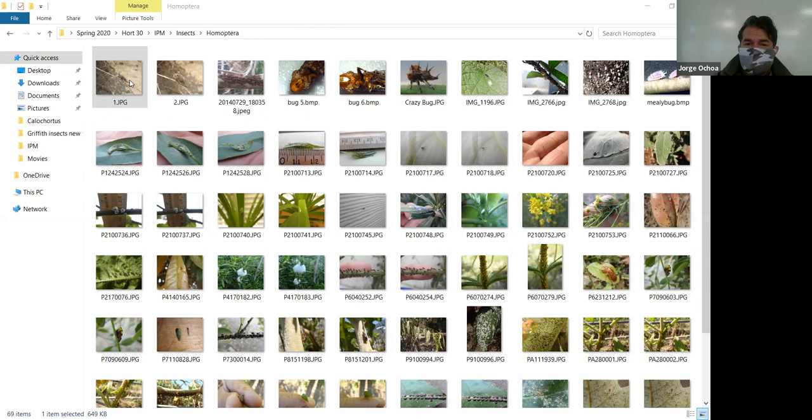Scales. Congregating on the veins of the leaves because that's where there's going to be the sap flow. Scales. Oh, this one is oyster scale because it kind of resembles oysters. More lace bugs. You can see them right here. Lace bugs. Another cicada. Some other mealybug looking thing. That shouldn't be here. That's a potter wasp.